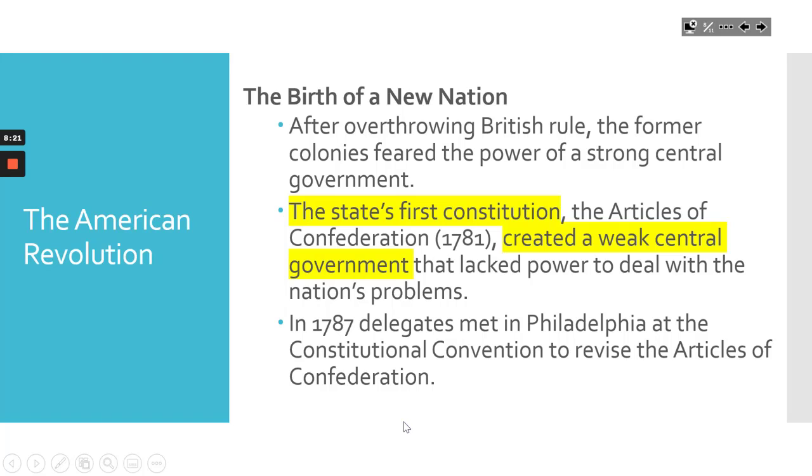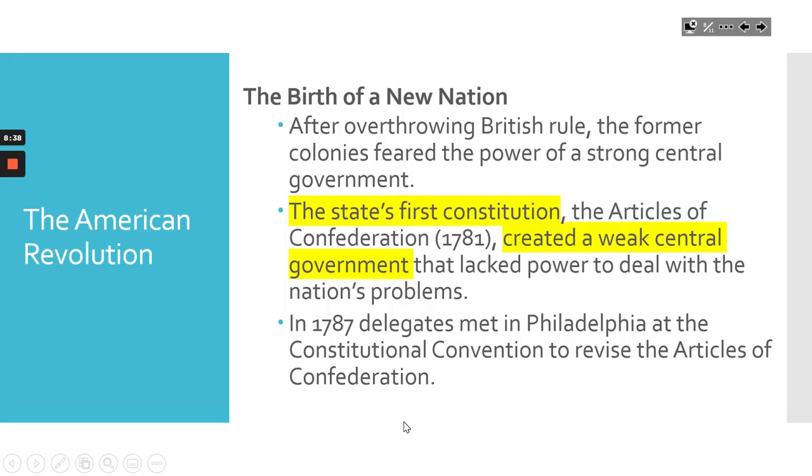All right, number 5, 6, and 7 is here. Sorry, not 5, 6, and 7. This is number 4. So this is number 4. Describe the Articles of Confederation.